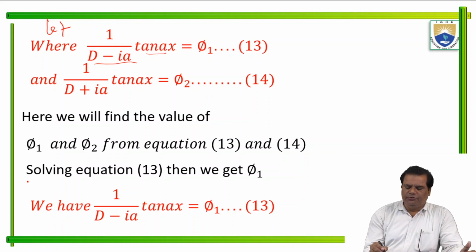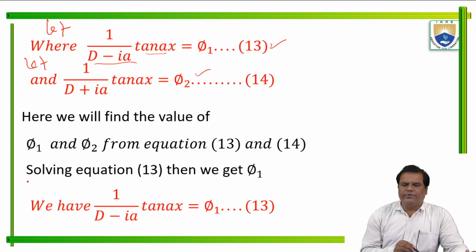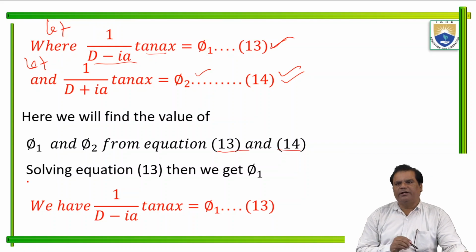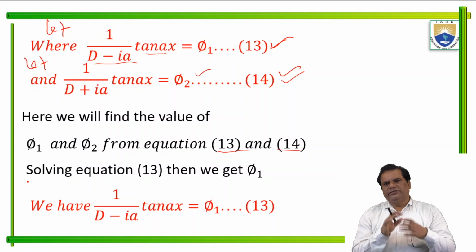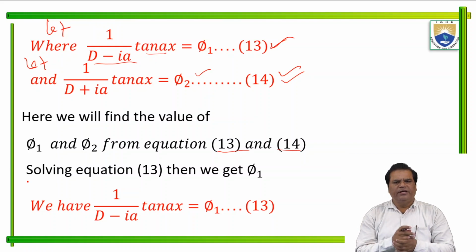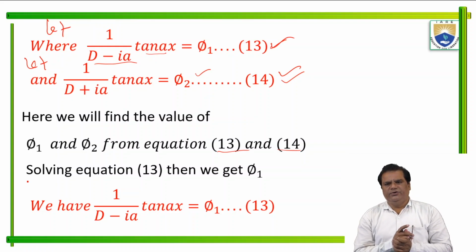Let this be equal to phi1, and let 1 upon D plus iA tan(x) be equal to phi2. This is equation 13, this is equation 14. Here we will find the value of phi1 and phi2 from equations 13 and 14. After solving equations 13 and 14, we find the values of phi1 and phi2.